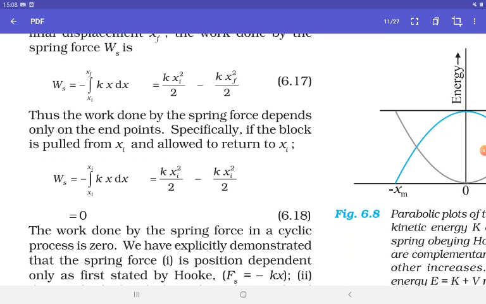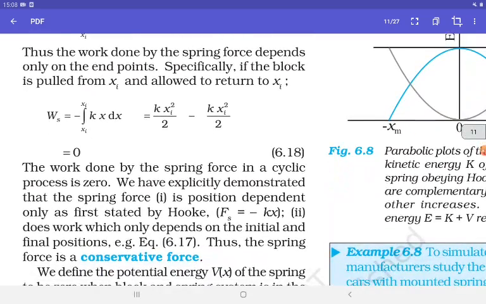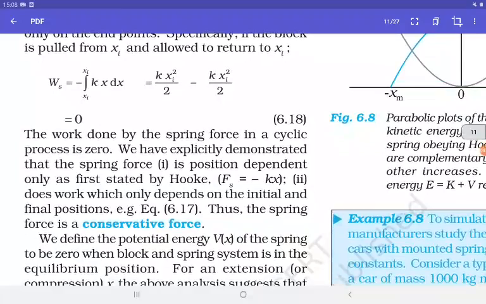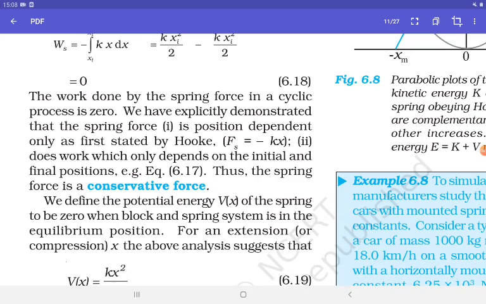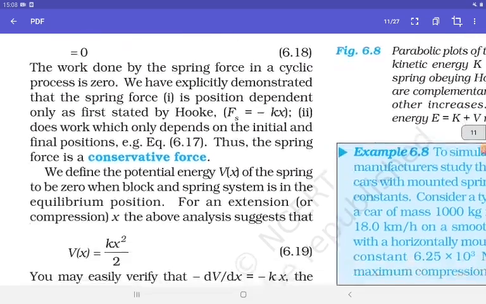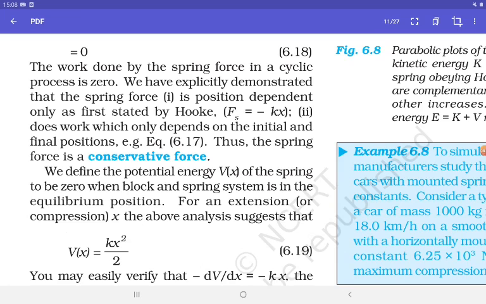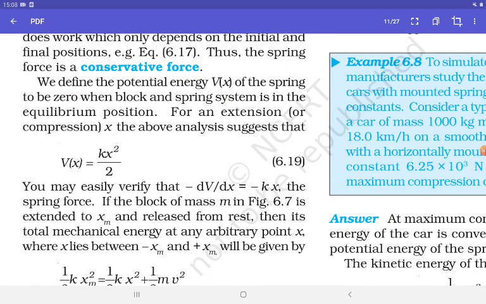We have explicitly demonstrated that the spring force is position dependent only, as first stated by Hooke. Second, the work depends only on the initial and final position. Thus, the spring force is a conservative force. We define the potential energy Vx of the spring to be 0 when the block and spring system is in the equilibrium position. For an extension or compression x, the above analysis suggests that Vx equals kx square divided by 2. You may easily verify that minus dV by dx equals minus kx, the spring force.